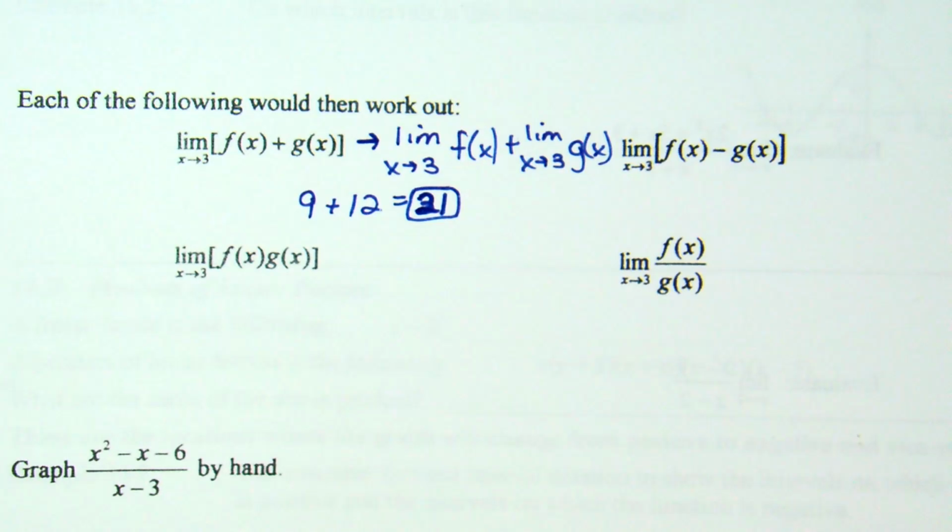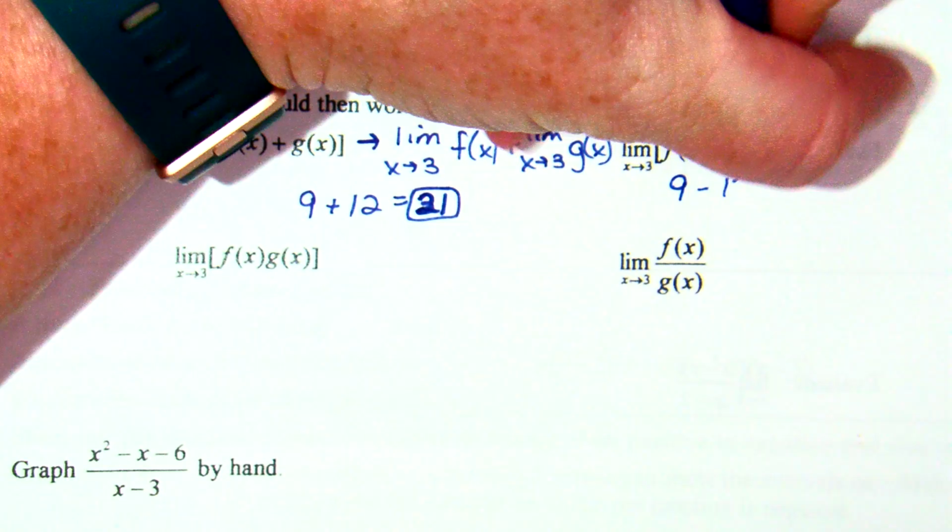So, take a guess about the subtraction one. The limit as x approaches 3 of f of x minus g of x. Okay, it's the two limits subtracted. So 9 minus 12, which is negative 3. The limit of f of x times g of x: it's going to be the limit of f of x times the limit of g of x. 9 times 12, which is 108.